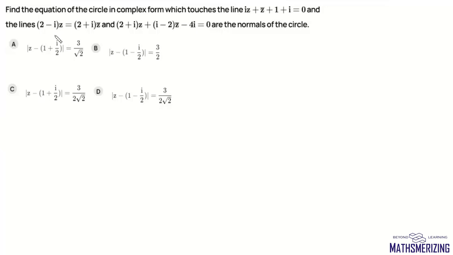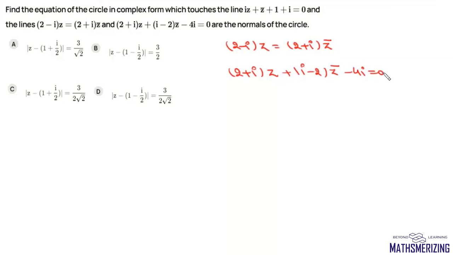So what we'll do is, we'll solve these two equations, which are 2 minus iota z equals 2 plus iota z bar and 2 plus iota z plus iota minus 2 z bar minus 4 iota equals 0 to find center of the circle. From this first equation, we'll write z bar and it'll be 2 minus iota upon 2 plus iota z. Now we'll put it in the second equation.